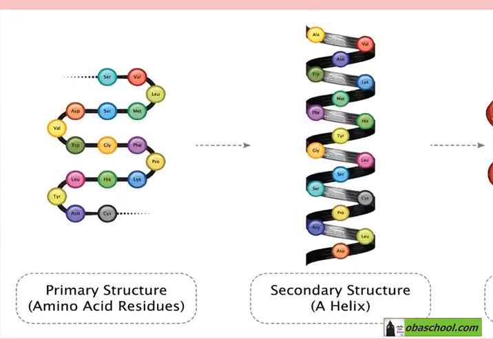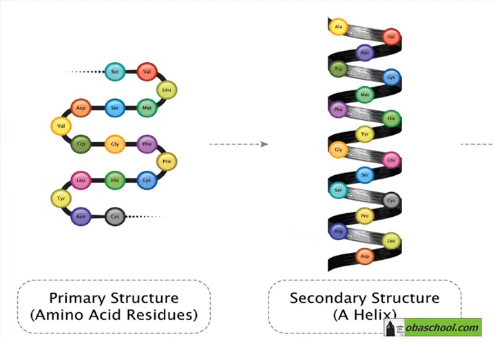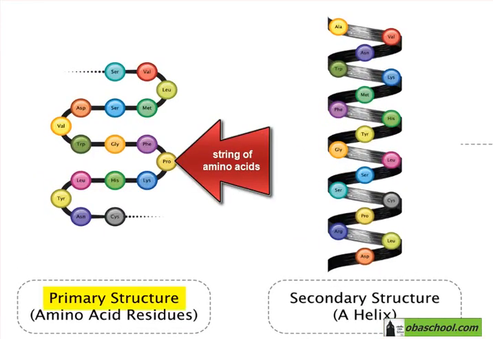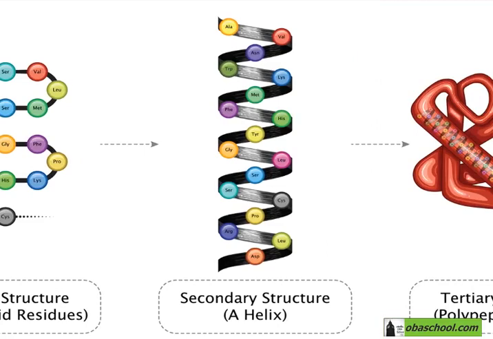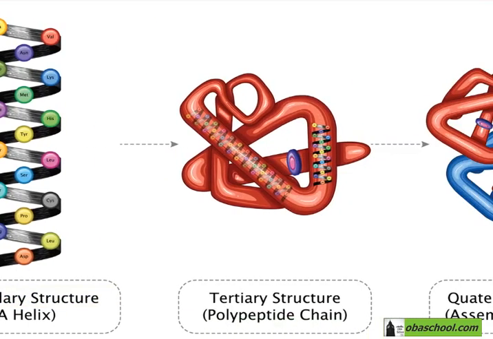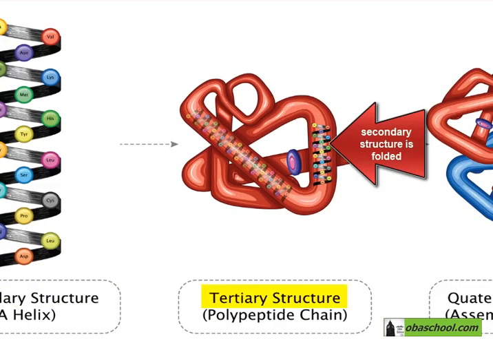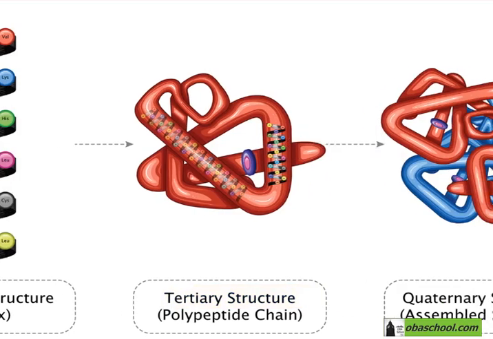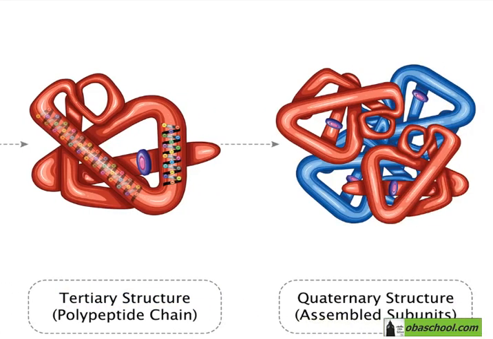So the polypeptide on its own, just the string of amino acids, is called the primary structure of the protein. It is the sequence of the amino acids. The polypeptide is then coiled or folded to produce the secondary structure of the protein, and then this secondary structure is folded again to produce the tertiary structure of the protein, and then we have all of these tertiary structures.